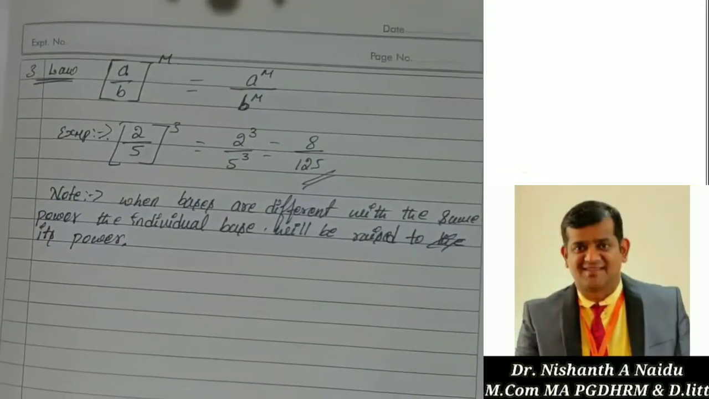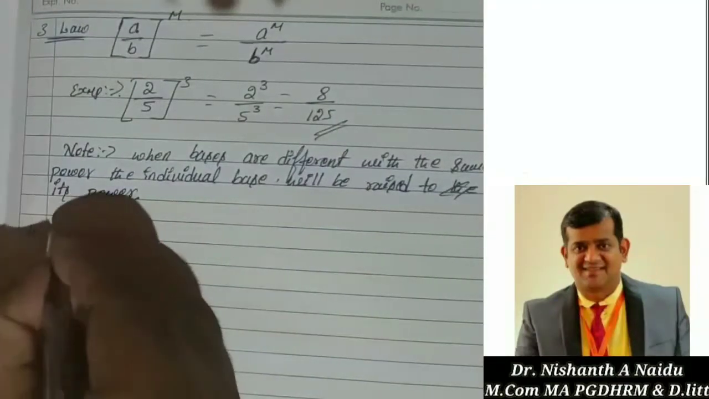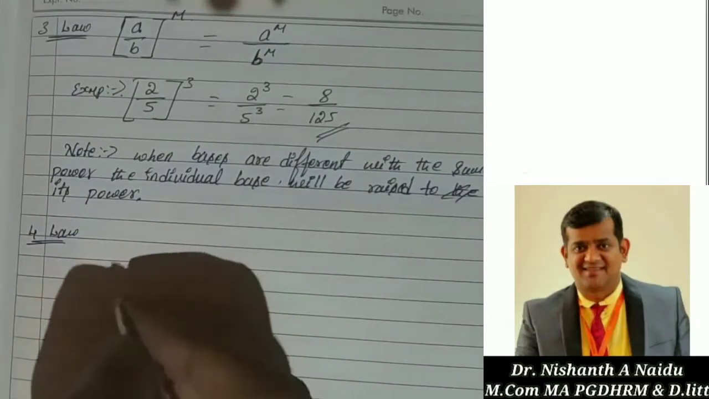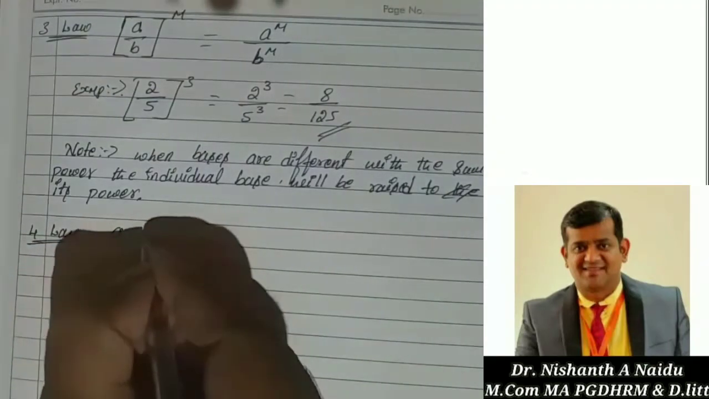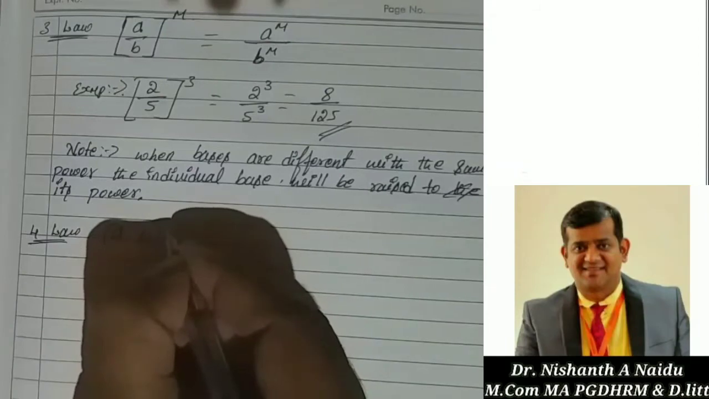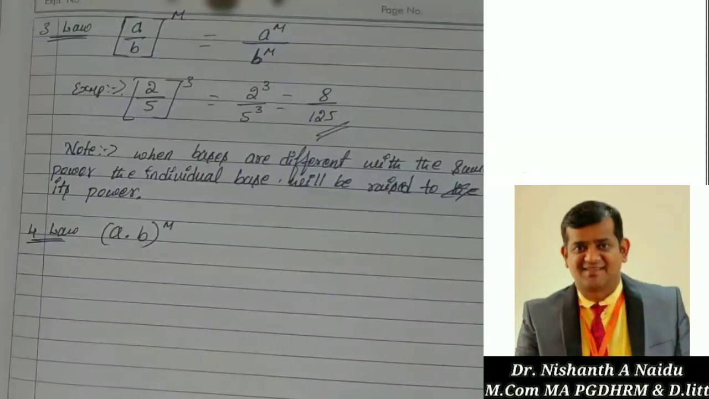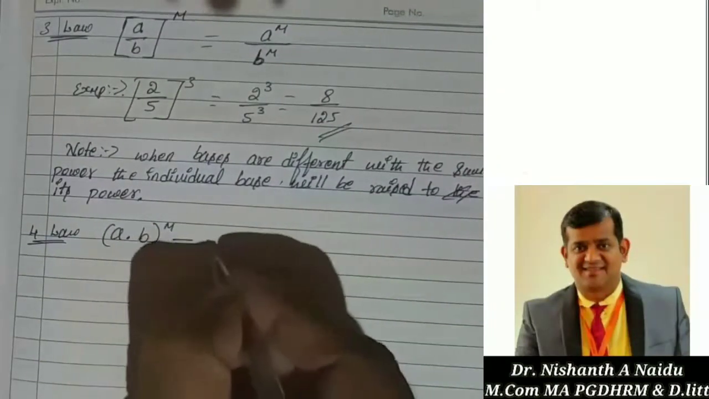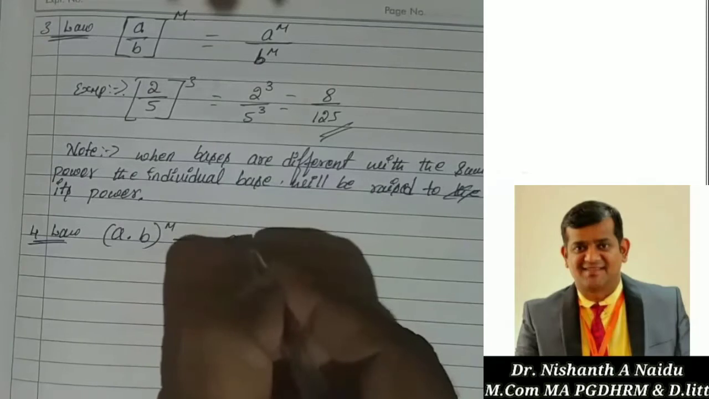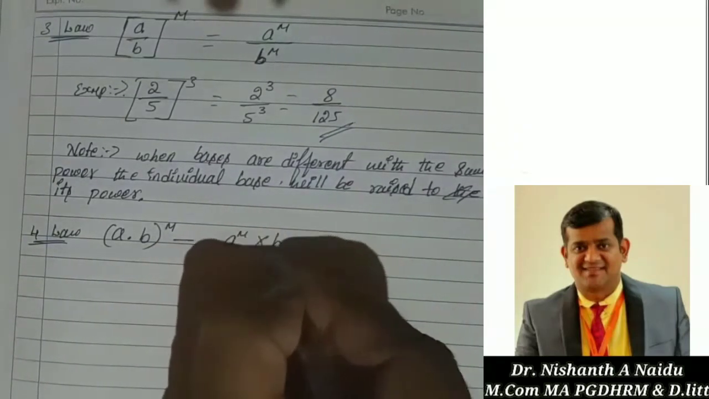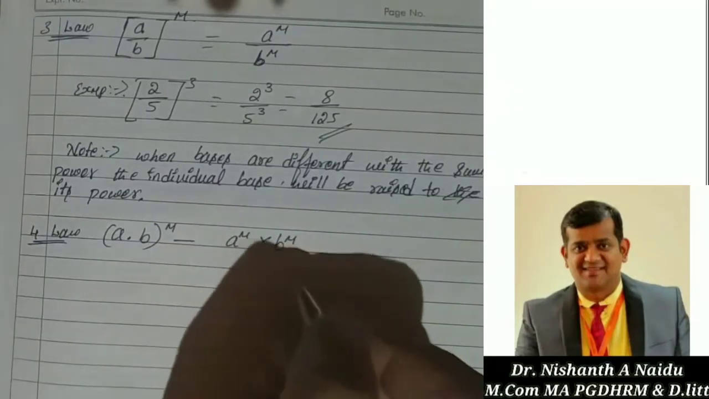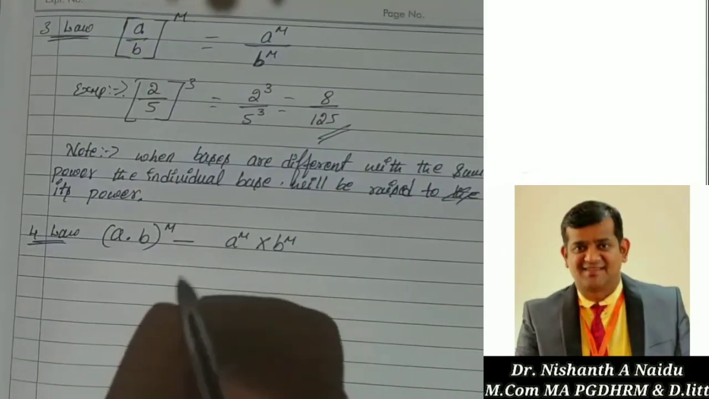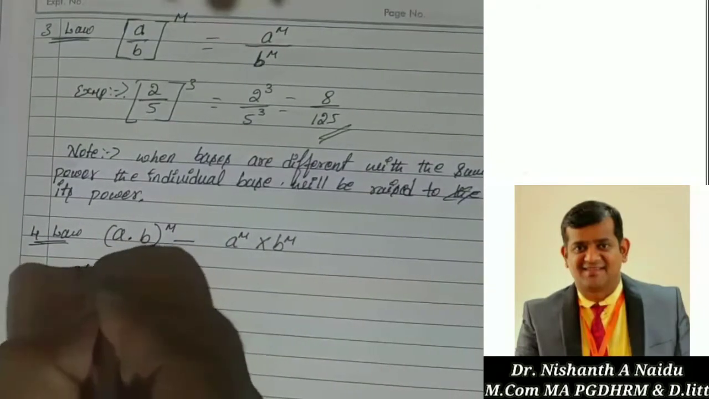fine. So now I'm moving to the next law, that is the fourth law of indices. Suppose there are two different bases and there is a multiplication symbol, a into b whole power m. If that is the case, what we can do is allot the power individually, that is a to the power m into b to the power m. That's all. Because the bases are different, individual powers will be allotted.